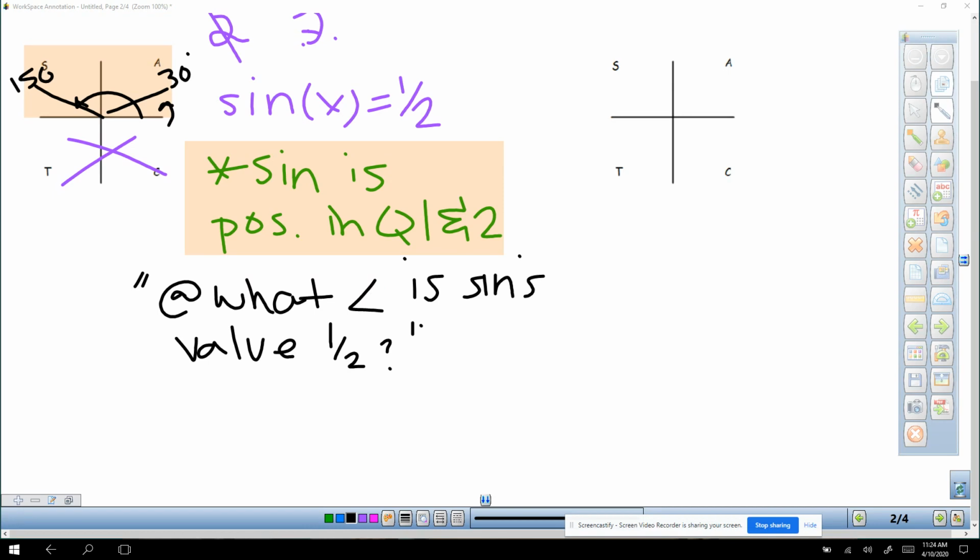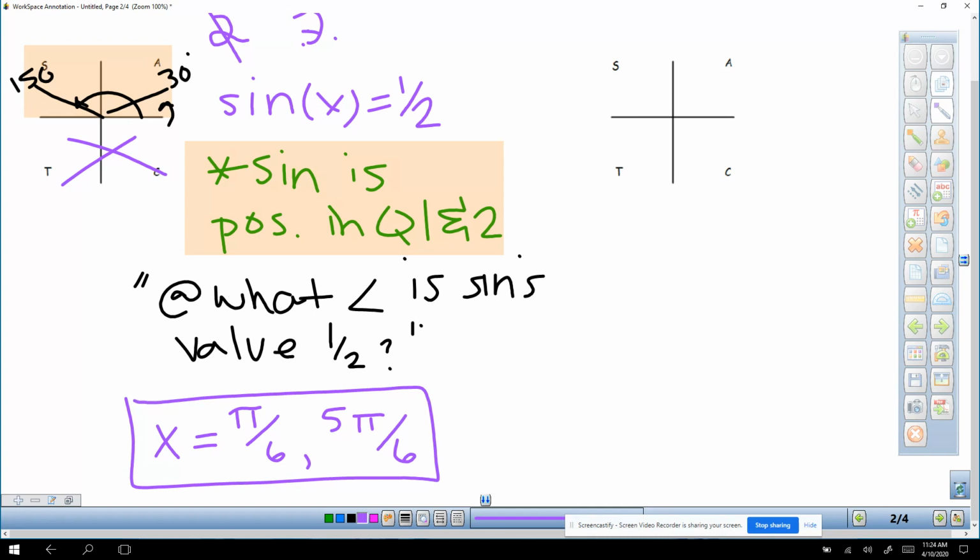Okay, so we are going to convert our answers 30 and 150. We're going to put those answers in radians. So 30 degrees, that is your pi/6 radian angle, and 150 would be your 5 pi/6 radian angle. So you have two solutions to this problem.